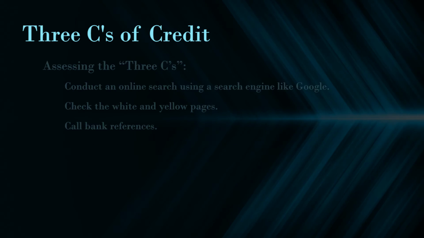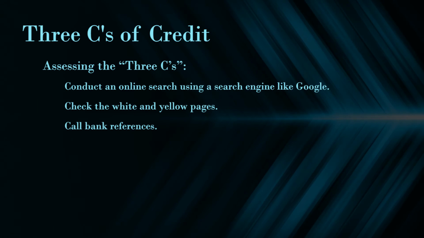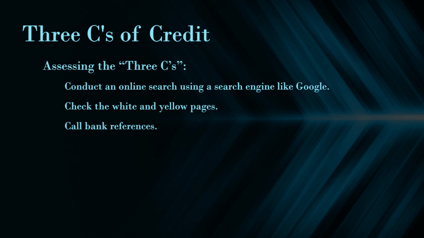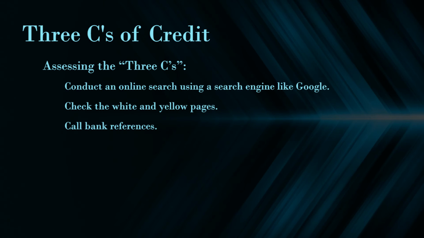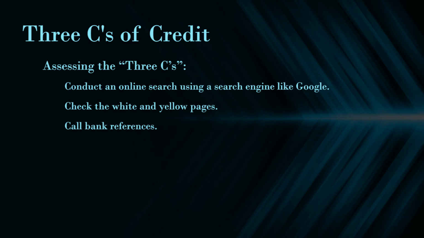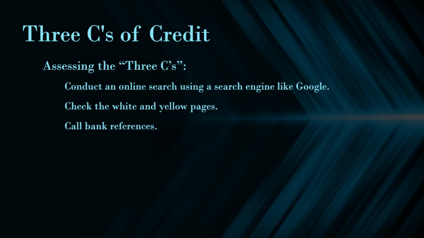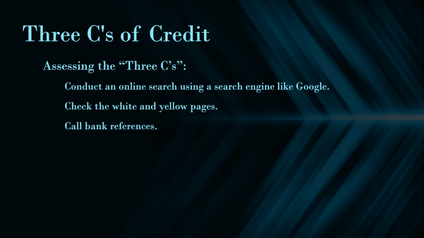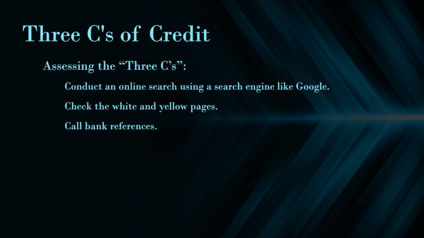To assess the 3 C's, you can conduct an online search using a search engine like Google to learn more about the company and its owners. Check the white and yellow pages to be sure that the information listed matches the credit application. Call bank references to see if the client is in good standing, if there has been any overdraft activity, and any other information that may help you learn more about the borrower.